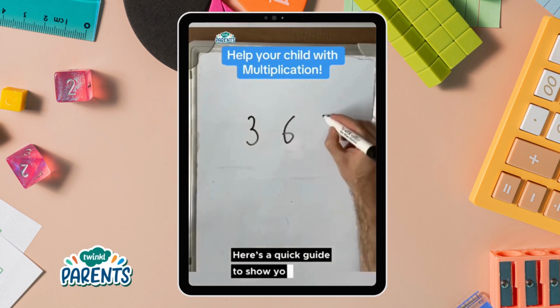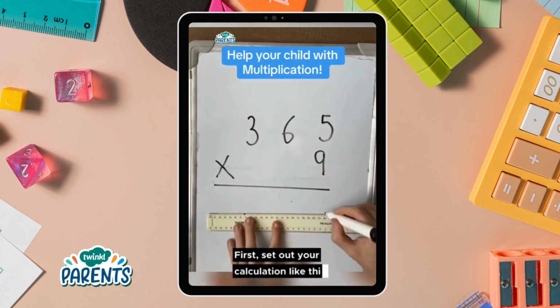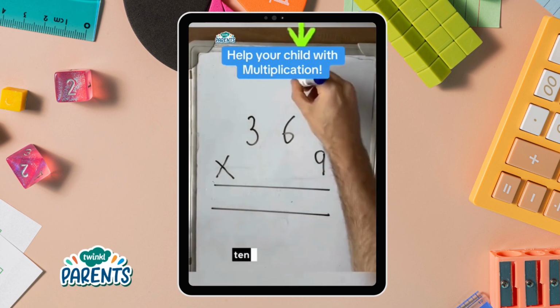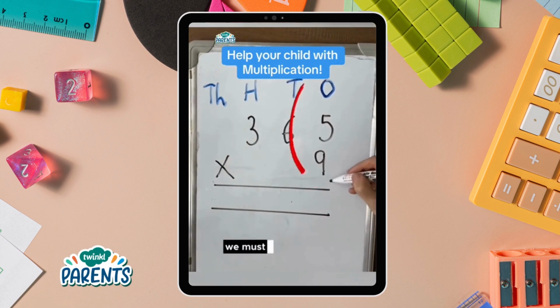Here's a quick guide to show you how to use the short multiplication method. First, set out your calculation like this, setting out the place value digits correctly in the ones, tens, hundreds and thousands. When multiplying, we must always start with the smallest value digit, which is the ones.